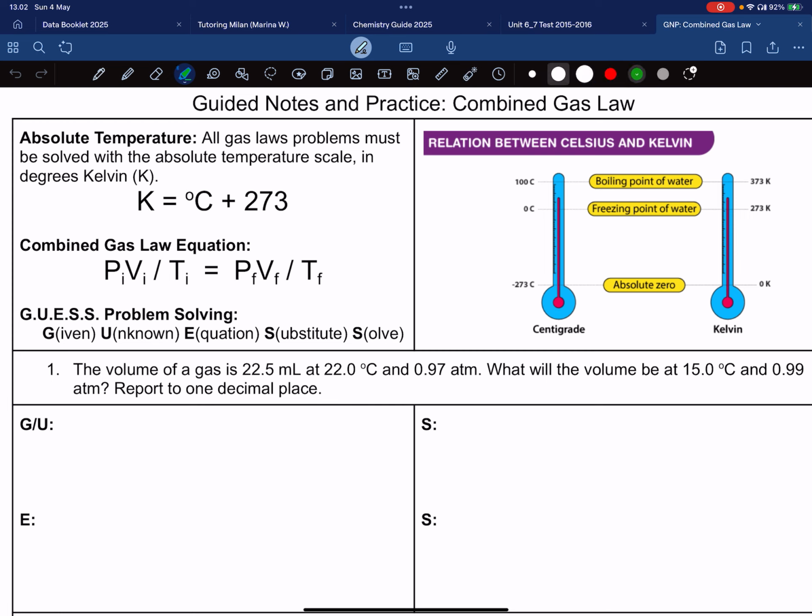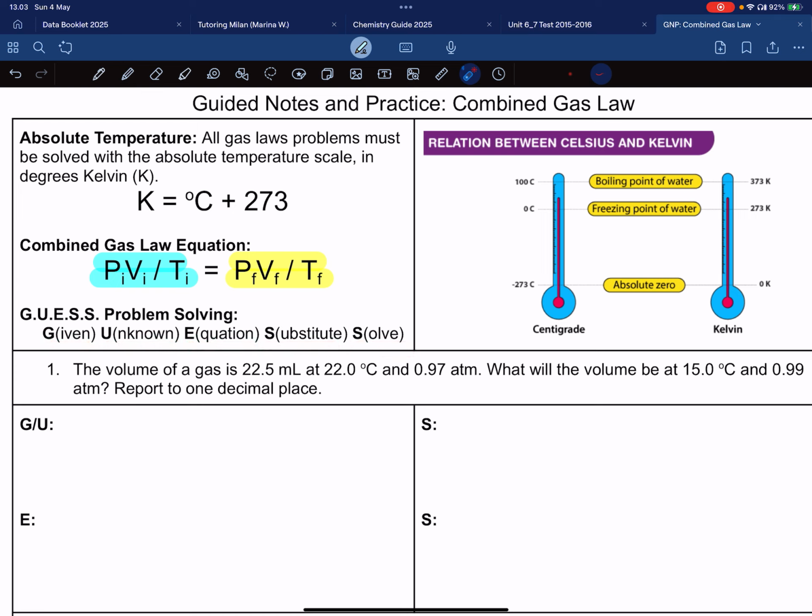And so when moving forward, I am going to use blue to stand for the initial state of things, and I'm going to use yellow to stand for the final state of things. And we're going to use a problem-solving method called GUESS, where you have the givens and the unknowns. You write your equation, you substitute, and then you solve.